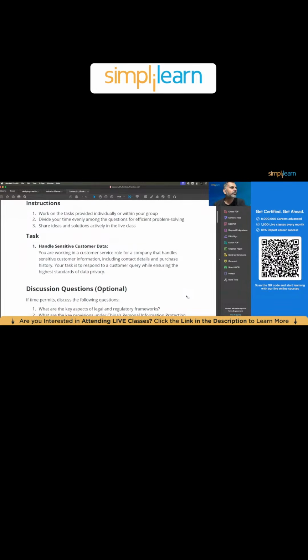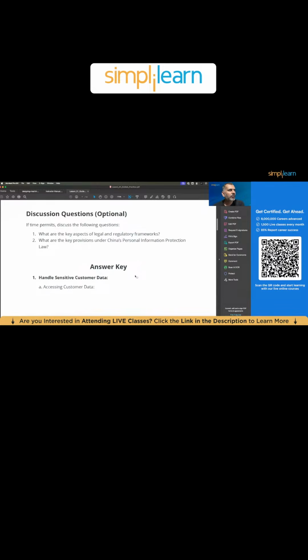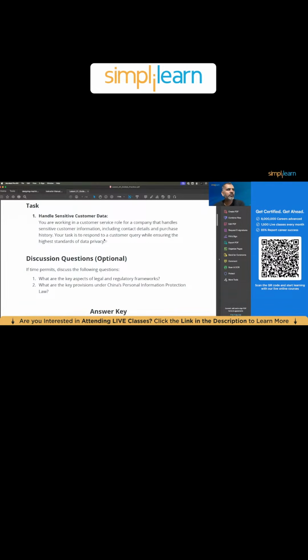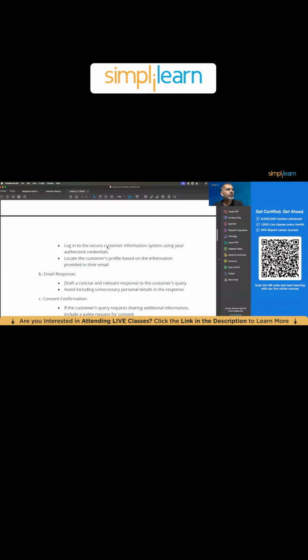Okay, so let me show you the answer key. Your scenario is that you are accessing the customer data. Your task is to respond to a customer query while ensuring the highest standard of data privacy. So what you can do is log into a secure customer information system using authorized credentials. Then locate the customer profile based on the information provided in their email. That's the very first thing. This is the way you are securing your data for authorized access only.